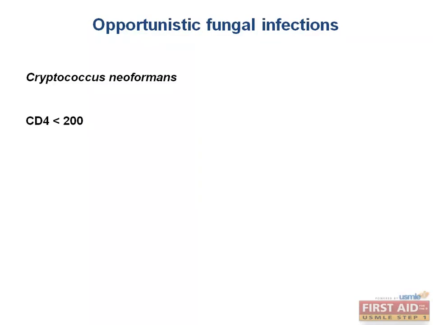Basically, you take some latex particles, you mix them, and these latex particles are special because they have anti-cryptococcal antibody attached to them. And now you're going to mix that with the patient's spinal fluid or serum. If they have a cryptococcal infection, the antibody on the latex particles will react with Cryptococcus's polysaccharide capsule or antigen, and this will cause agglutination of the latex particles.